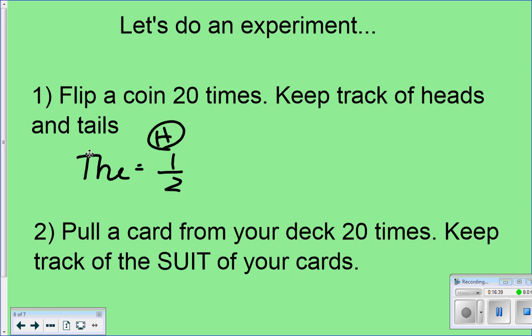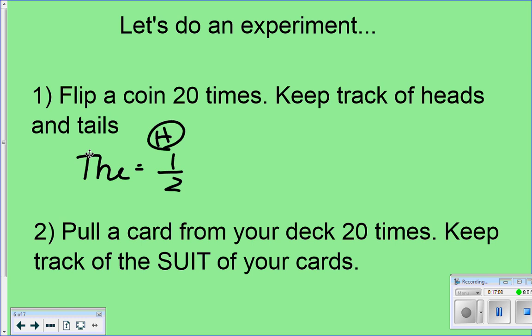Do you really? That's crazy. That's not so bad. That's not so bad. 12 tails.